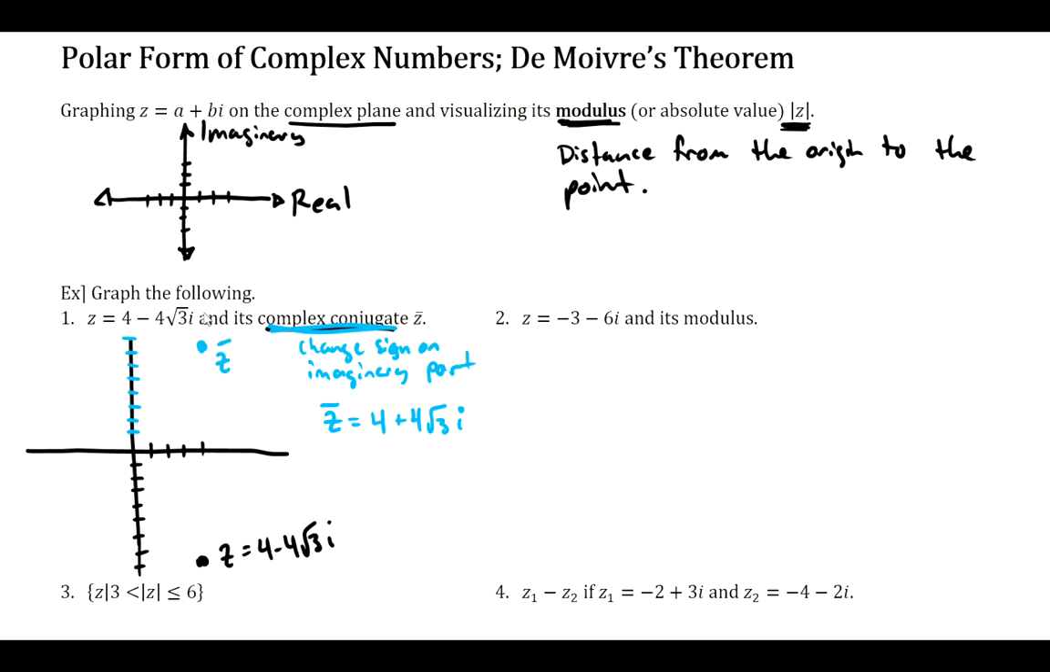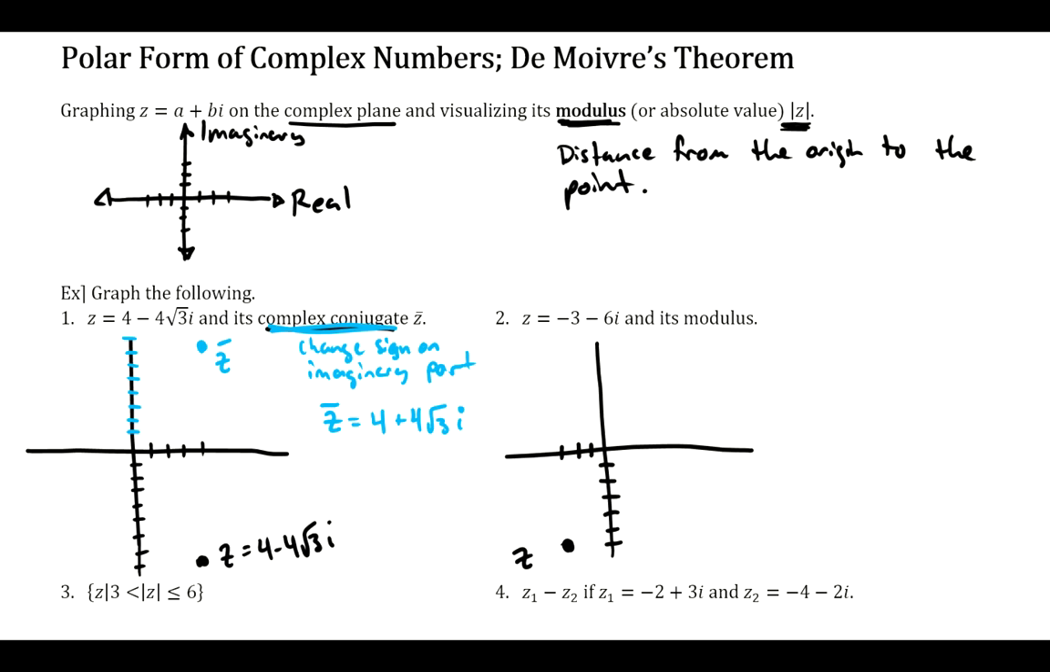Okay, so that's how we can graph them. It's almost looking like they're ordered pairs, like an x-coordinate and a y-coordinate. Okay, so let's go ahead and graph number 2. Number 2, z equals negative 3 minus 6i. So that would be 3 to the left, 1, 2, 3. And then the imaginary part has a negative 6 on it, so that's down 6. 1, 2, 3, 4, 5, 6. There we go. Okay, so that's where the z is.